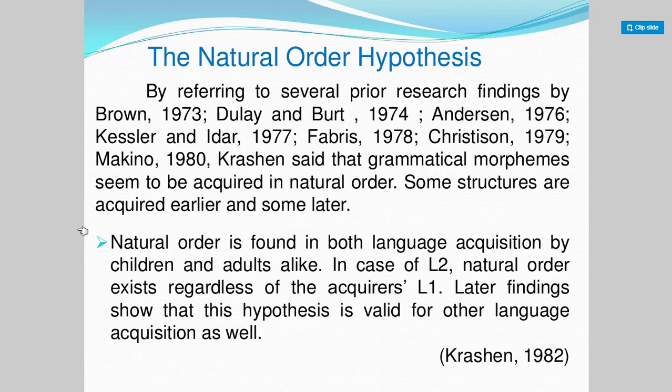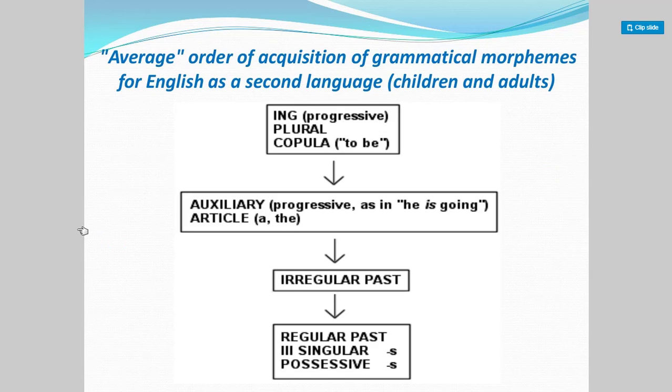Okay, now it says right here the natural order hypothesis. What is that? That we're going to learn depending on accuracy and competence, yes, very good, and also instructions, right? As we see right here, average order of acquisition of grammatical morphemes for English as a second language.